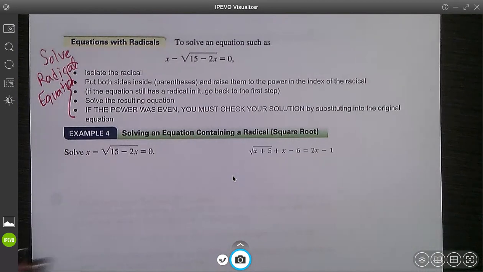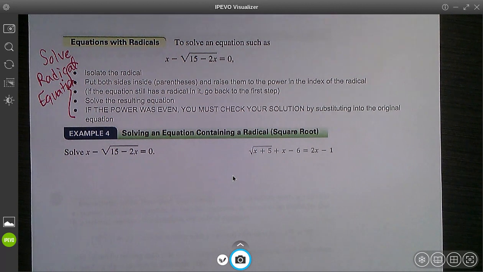The first thing we need to do is isolate the radical. That means we need to get the radical by itself on one side. Then we will put both sides inside parentheses and raise them to whatever power is in the index of the radical. If the equation still has a radical in it, we're going to have to go back to the first step. Then we would solve the resulting equation.